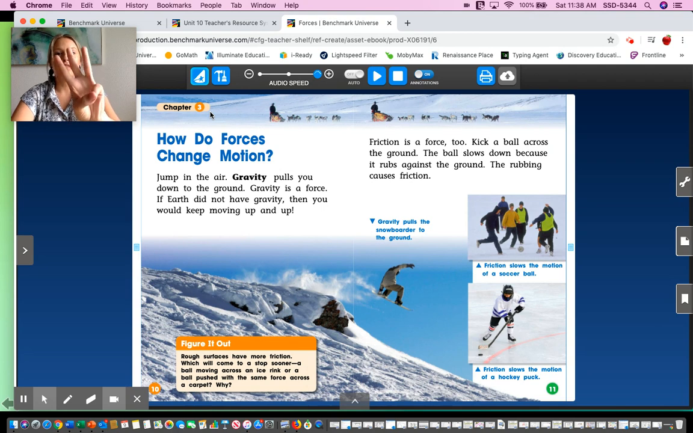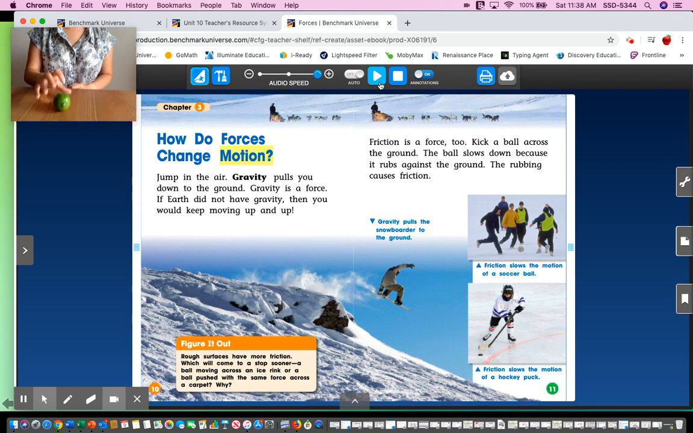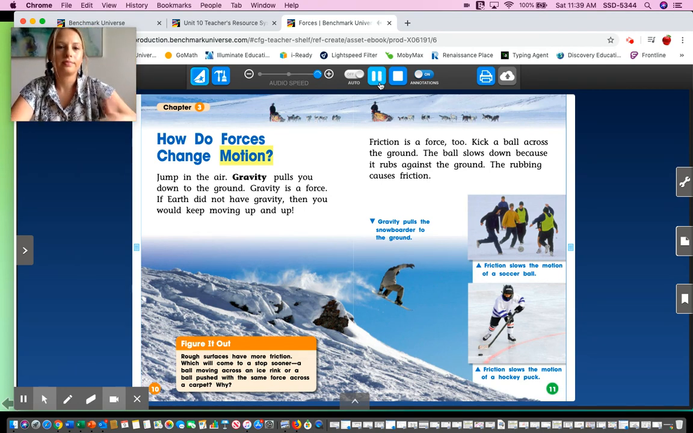Chapter 3. So now we're in the third chapter, and the title is here in big blue font. Chapter 3. How do forces change motion? So how does a push and a pull change motion? Let me give you an example. Here's a line. It's just sitting still. How can I change the motion? How can I make it move? I can push, right? If I had a string connected, I could pull it, but I don't, so I can't pull.